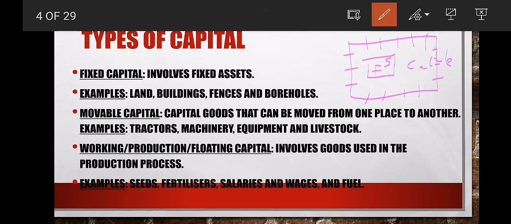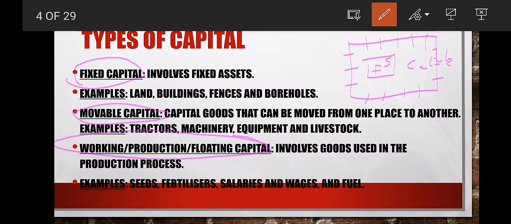Now you come across a question. The question says, identify types of capital with their examples. The question is divided into two. One, they say identify the type of capital in the picture and the example of that capital. So you give the type of capital and the example. If you look, we have fixed capital, movable capital, working capital. We want you to give us the type and the example.